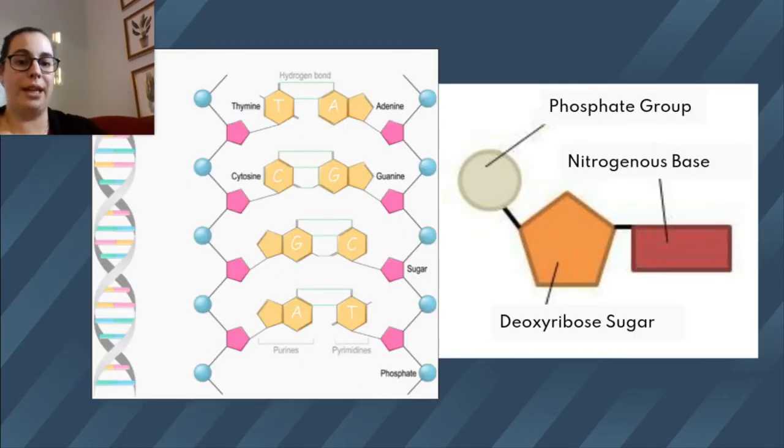In your notes, please draw this image and label the phosphate group, which is that little circle, the deoxyribose sugar, and then the nitrogenous base. Now we can see how this nucleotide links together to make the DNA molecule shape here. There are little pieces that link together. So this is just one piece, the monomer, making up the polymer DNA.